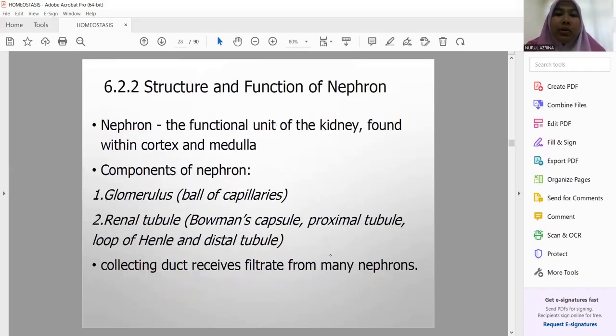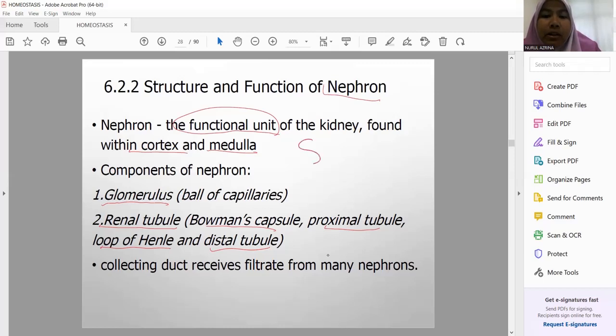Okay, next we go to the structure and function of nephron. So what is nephron? Nephron is the functional unit of the kidney. It lies within the renal cortex and also the renal medulla. So what are the components of nephrons? The components of nephrons are the glomerulus, or the ball of capillary, and the renal tubules, including the Bowman's capsule, proximal tubule, loop of Henle, and distal tubule.